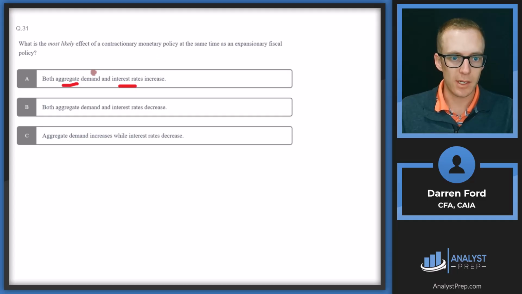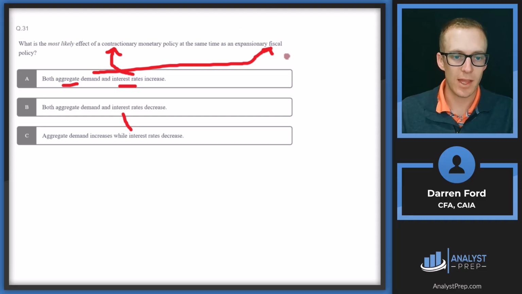Aggregate demand is going to relate to fiscal policy, and interest rates are going to relate to monetary policy. So if we have expansionary fiscal policy, that's going to lead to increased aggregate demand because there's going to be more spending, whether that's from the fiscal side of the government spending or whether they're cutting taxes and we're expecting consumers to spend more. So we've got aggregate demand increasing, so we can rule out B. So we have aggregate demand increases here and increases here.